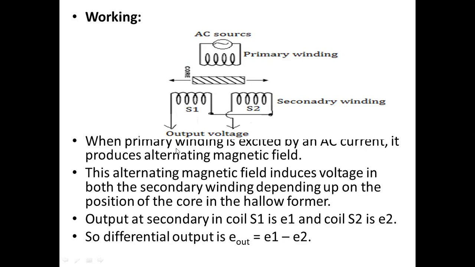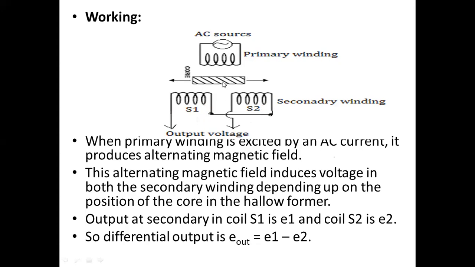So the E out across this terminal is called E1 minus E2. Here we get E1, here we get E2. At these two terminals we are going to get the E out. That is called the output of the LVDT. This is the common diagram.